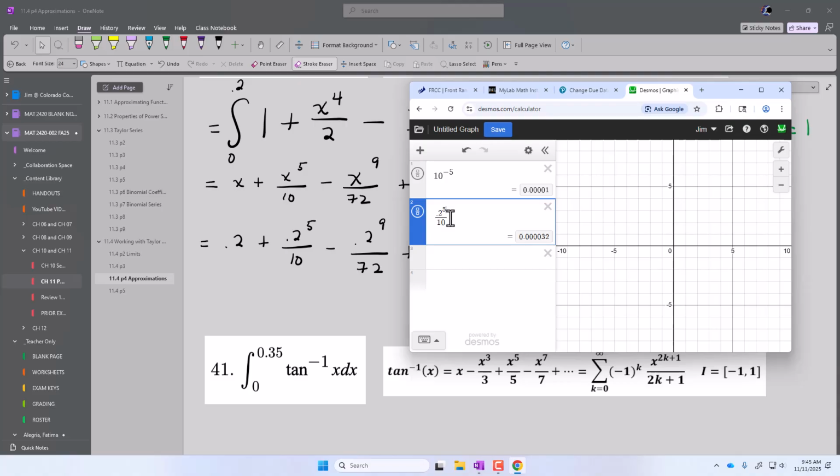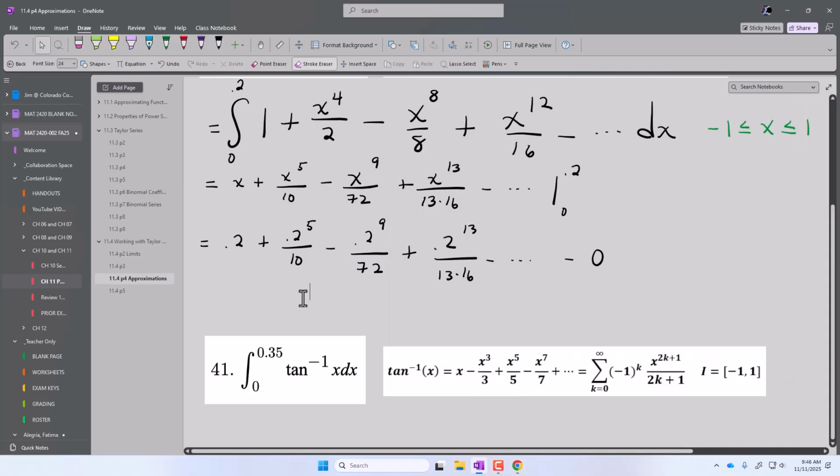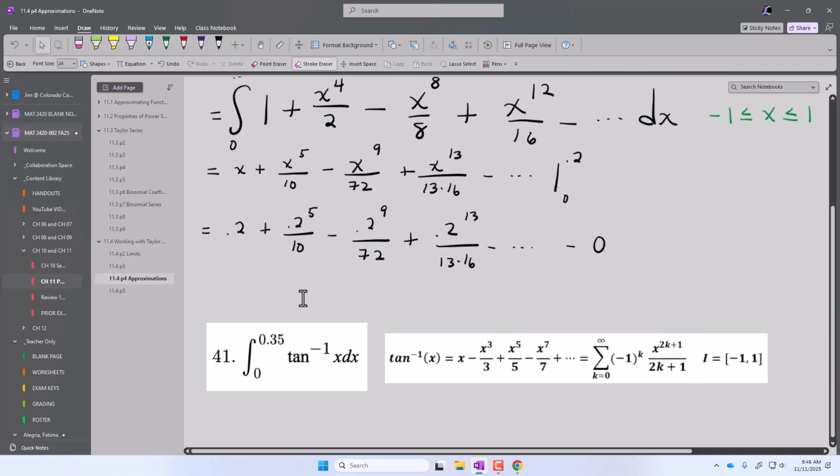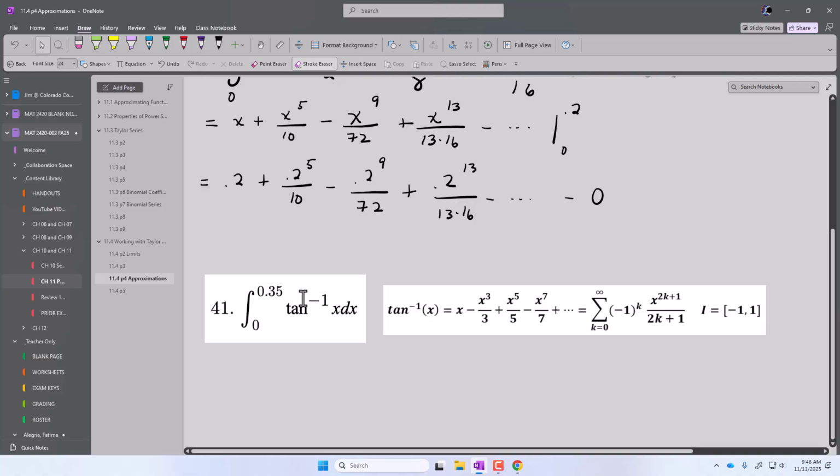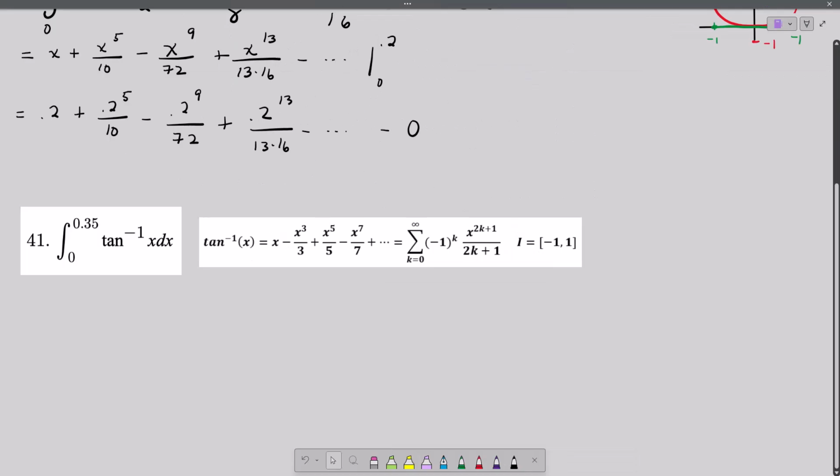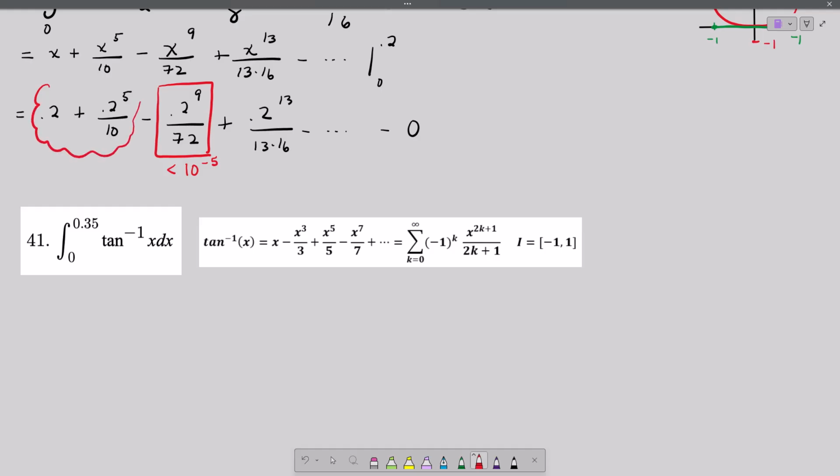If we go 0.2 to the 9th, and then we divide it by 72. Yeah, that thing is definitely less. So we have that this is the first term that's less than 10 to the negative 5. That means we add everything in front of it. So we're going to add those.